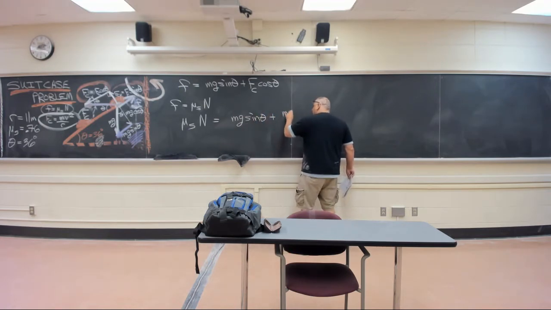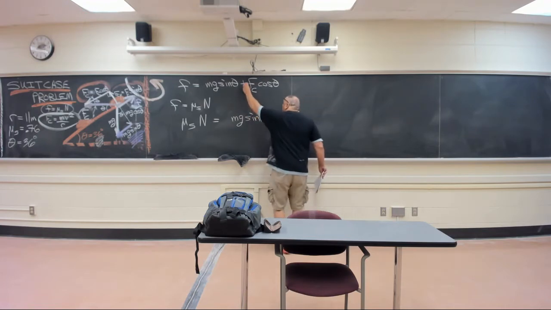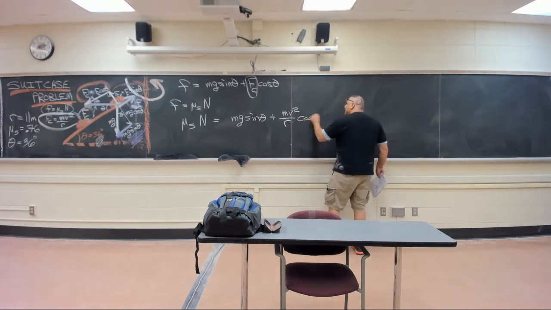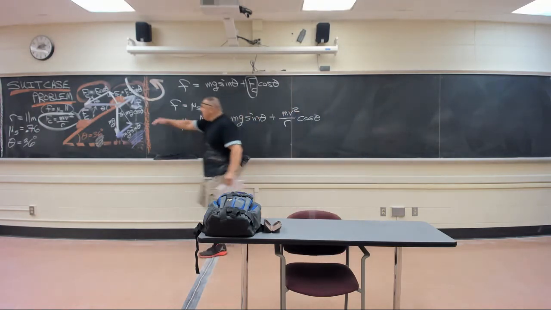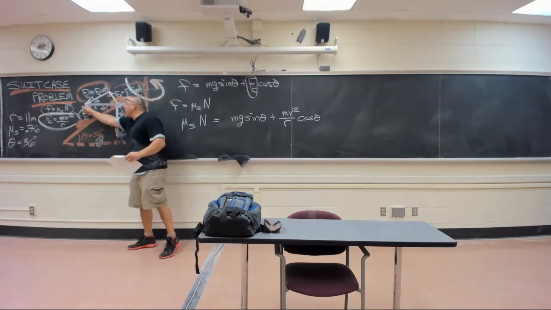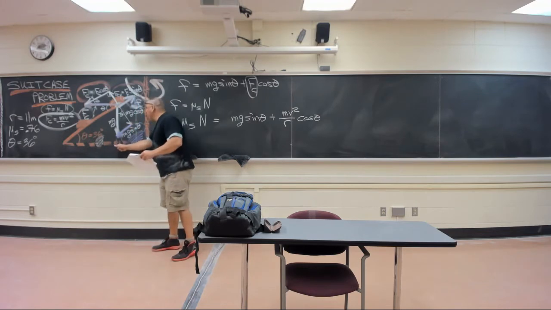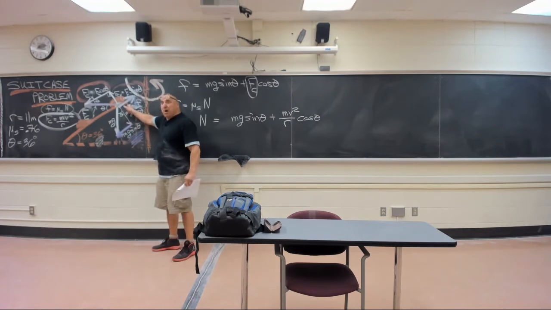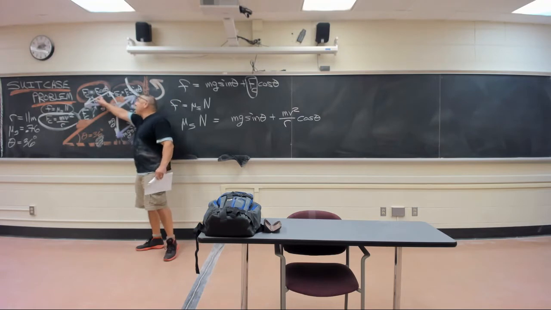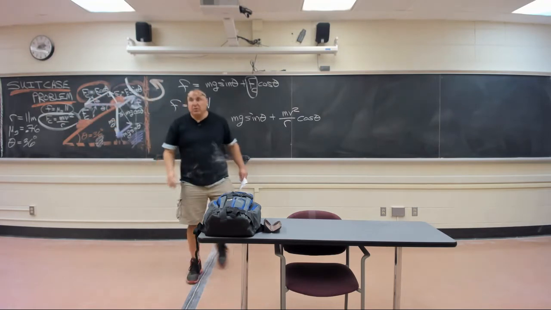And mv squared over r, oh yeah, that's what f sub c is. It's mv squared over r cosine theta. That's another kind of, the spinning around gives me a slide down component this way and another slide down component that way. And this guy's got to pick up both. The frictional force has to be strong enough to fight off this slide down component and to fight off this component that tends to want to slide it down too.